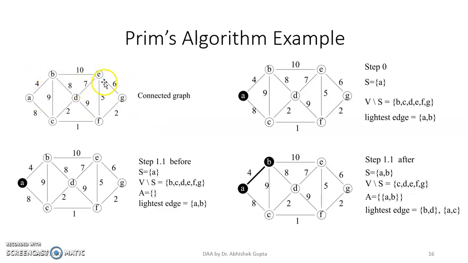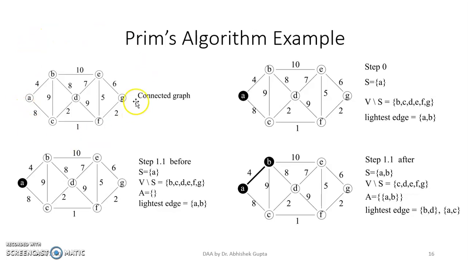So this is one connected graph, and the second thing is that you require a connected graph also. If the graph is disconnected, you cannot find the spanning tree using the Prim's algorithm. However, other algorithms are there where you can find the minimum spanning tree in a disconnected graph also. But in the Prim's algorithm, you want a connected graph, right?